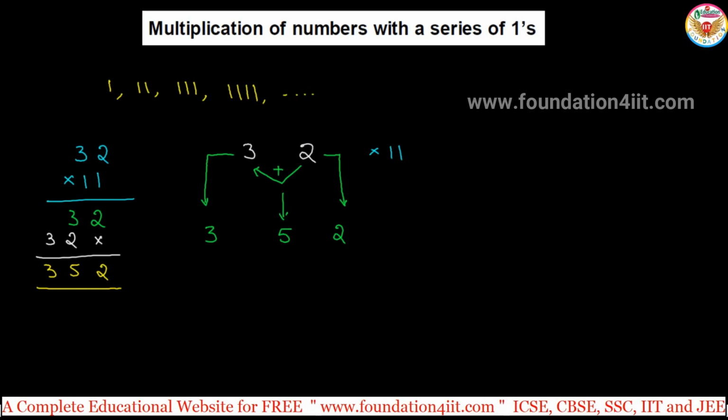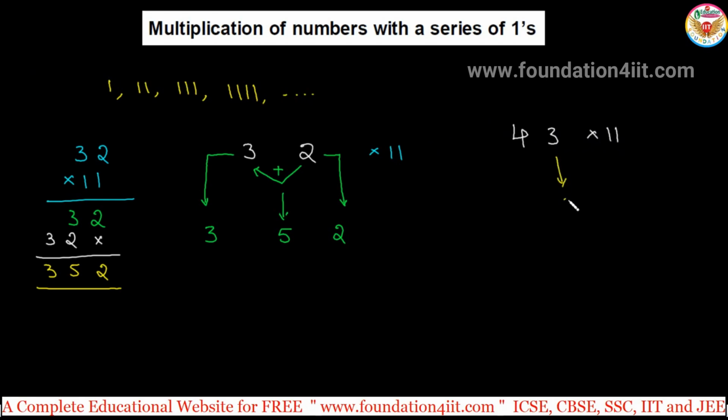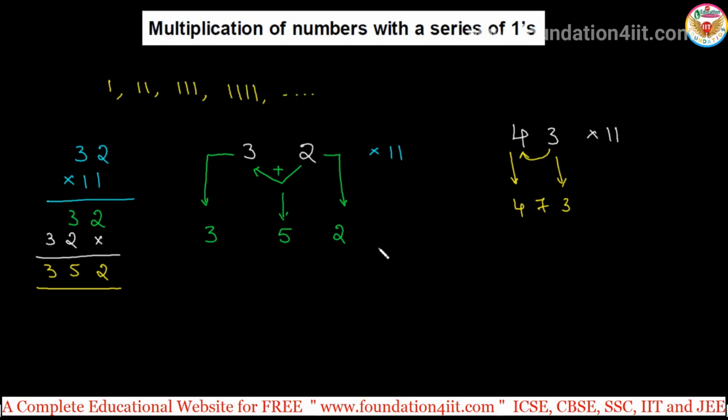In case when adding, if you get a higher number, let us see one more example. For example, 43 multiplied with 11. Directly, just write the 3, add 3 plus 4, which is 7, and again write this 4 as it is. So 473. In case a number becomes more than a single digit when you are doing addition, what should we do?